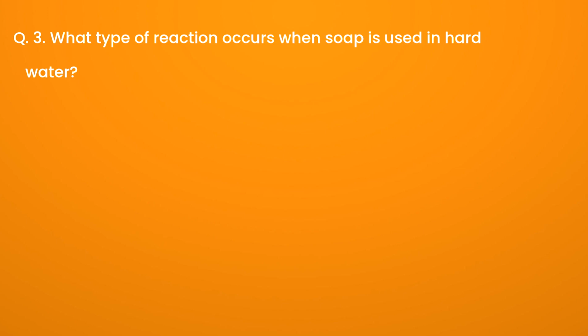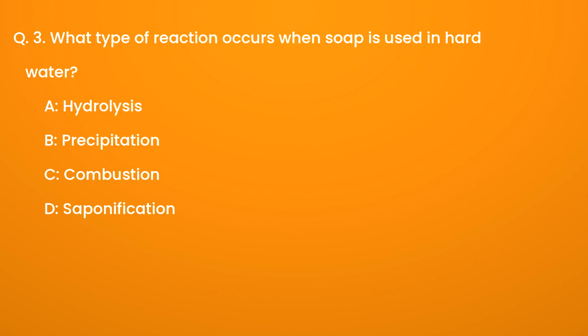Question 3. What type of reaction occurs when soap is used in hard water? Option A, hydrolysis. Option B, precipitation. Option C, combustion. Option D, saponification. You have 5 seconds to answer the question.